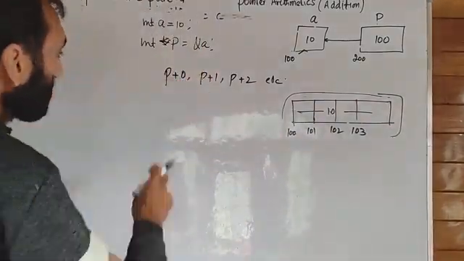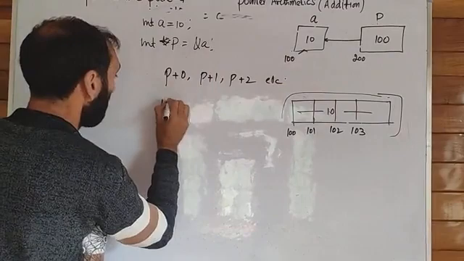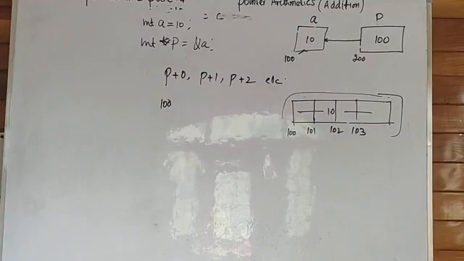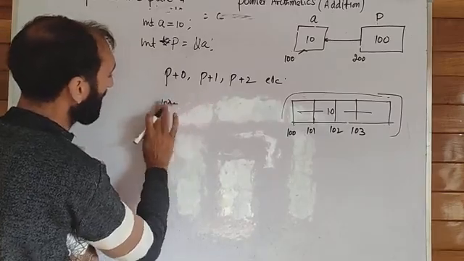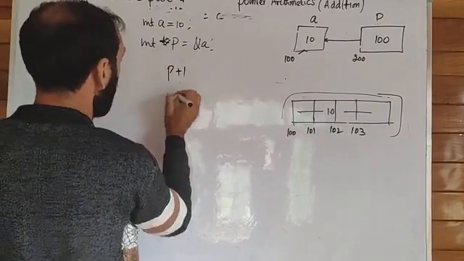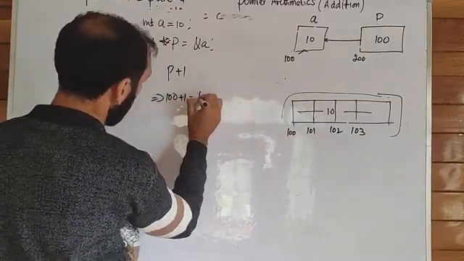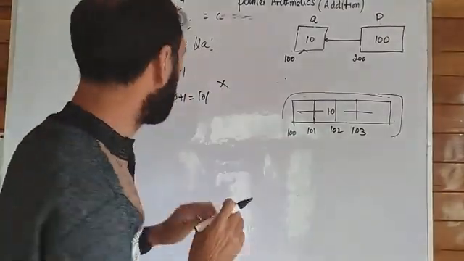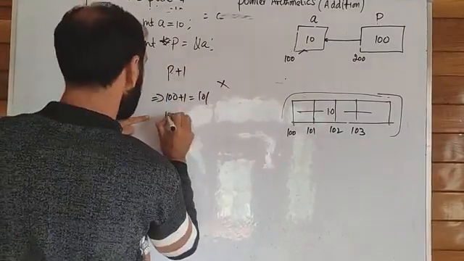What does p store? p stores the base address, so p contains 100. If I say p plus 1, that means the address 100 plus 1, giving 101? No, that is wrong. Then how can the addition be performed? The value of p is 100.